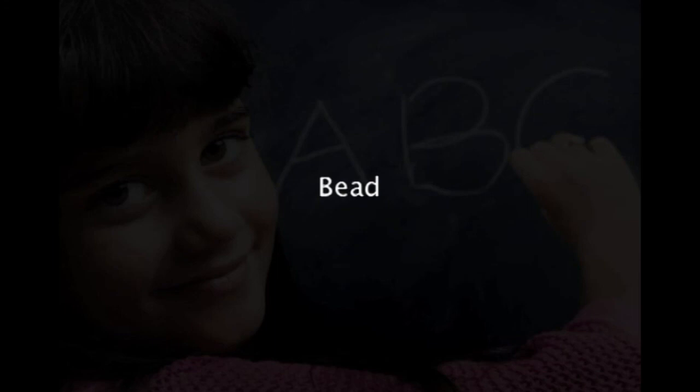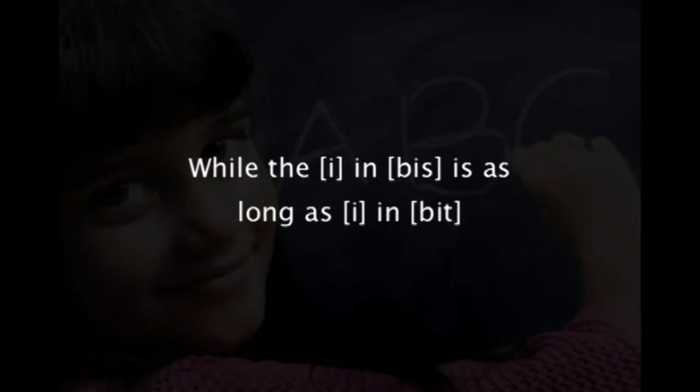If you look at the example bead, the sound E is before the voiced consonant D, and therefore it requires 1.5 times longer time or duration than the same vowel before a voiceless consonant, as in beat, where the sound E precedes the voiceless consonant T, while the E in bees is as long as E in bead.